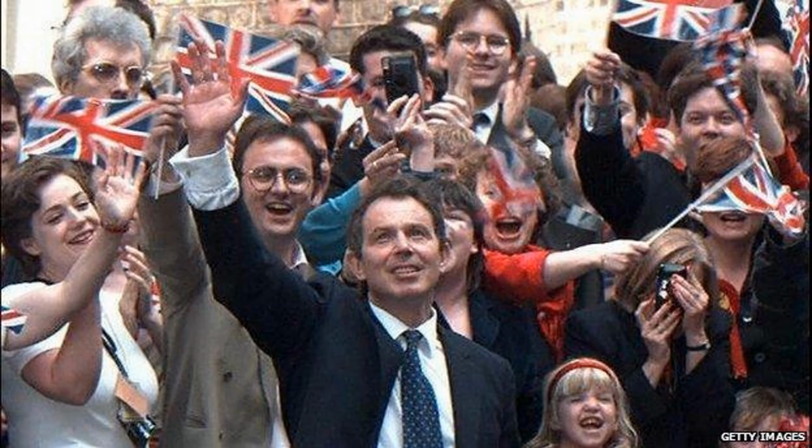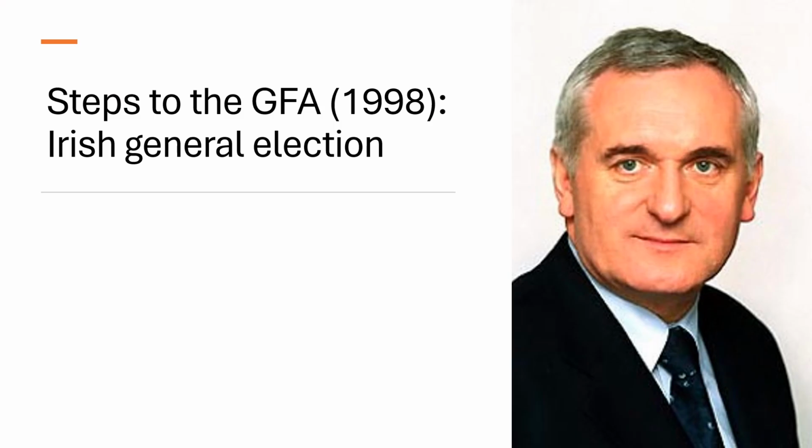However, it's not just the election of Blair in 1997 in Britain which helps the peace process. It's also the election of another politician in the Republic, and that is this man here on the right-hand side of your screen. That is the new Taoiseach in 1997, Bertie Ahern. So in June 1997, a month after the British general election, the same thing happens in the Republic of Ireland. The Irish government of the time is removed by its voters, and a new government is elected in the Irish general election in June, the following month after the British general election.